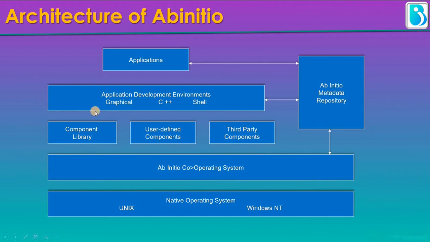Then we will have the Graphical Development Environment, which is the main tool from Ab Initio to develop the code, which is nothing but graphs. With the GDE we have a rich library of components. Each component is a predefined set of code. It's just drag and drop using the GDE. We can also create user-defined components using the GDE and the Co>Operating System, and we can also integrate with third-party components.